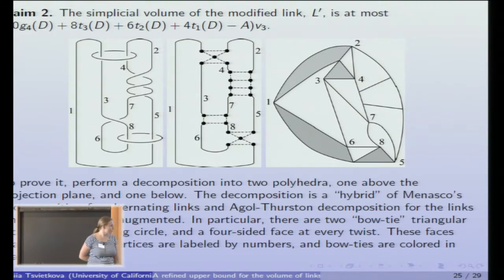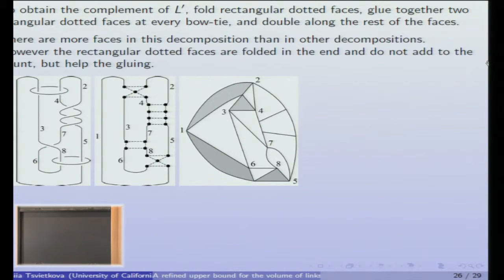From first sight, it doesn't look very efficient because you have many, many faces. However, it turns out that later these faces just fold. They help the gluing, but they do not contribute to the volume. So in the end, you actually win a little bit. To obtain the complement of L, we will fold those rectangular faces, the dotted faces around crossings. Then we will glue together two bow tie faces, and then we will double along the rest of the faces. Even though you have many faces, the ones which you fold do not contribute to the volume, but they help the gluing.